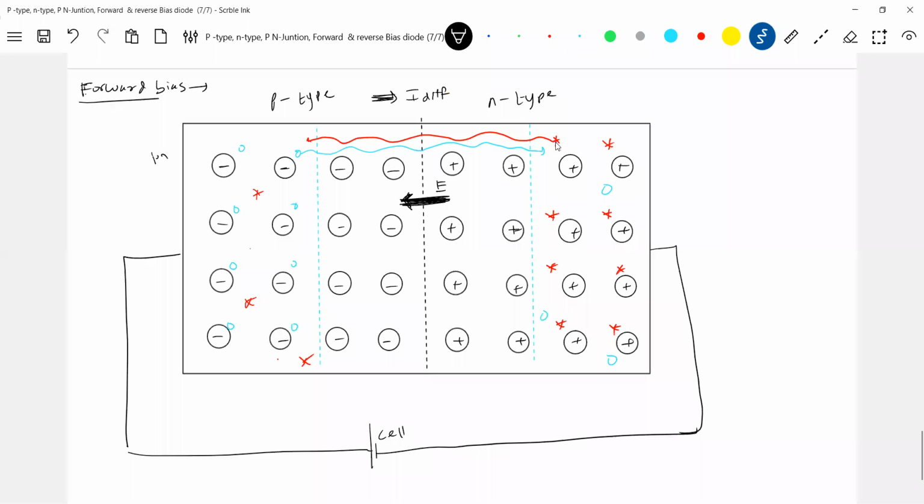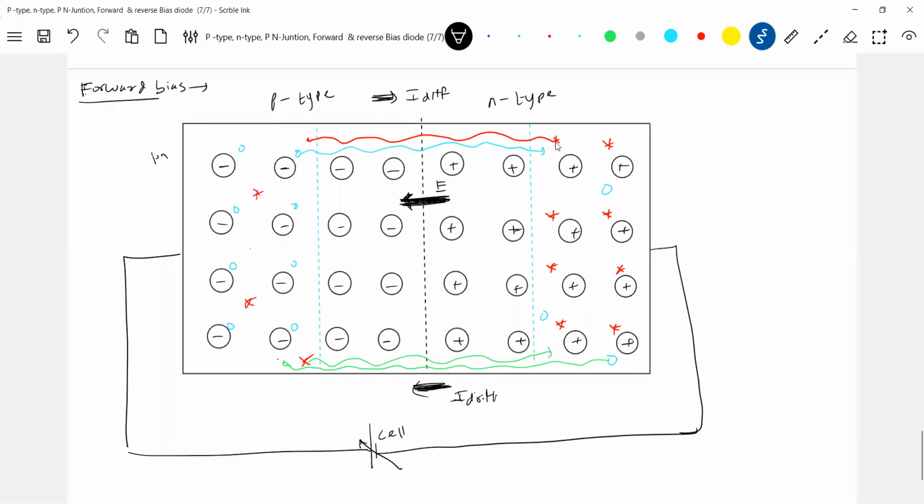At diffusion, irrespective of whether you connect a cell or not, there will be minority carriers, and those minority carriers I show with green color. This is the drift current. In the absence of a cell, this is what happens.